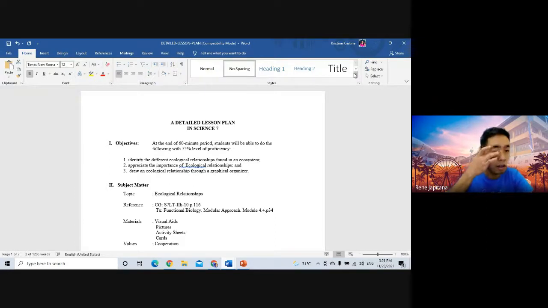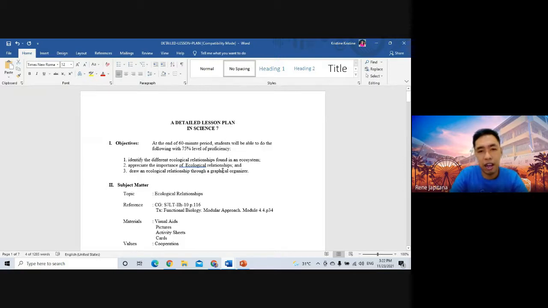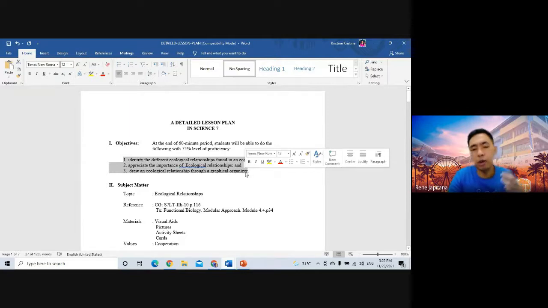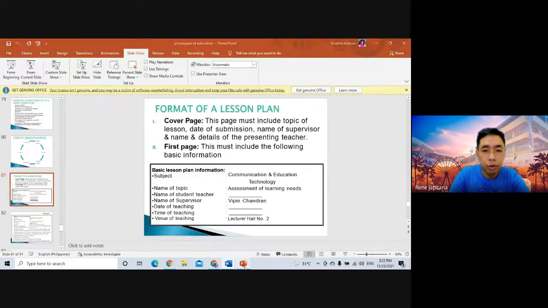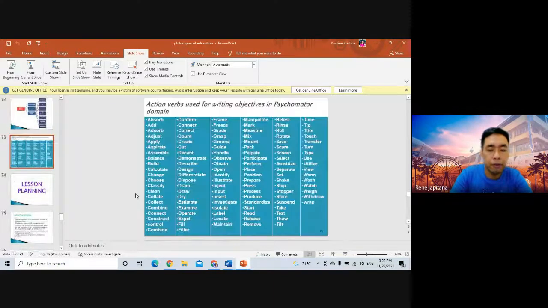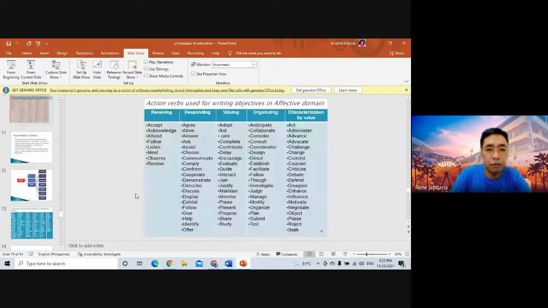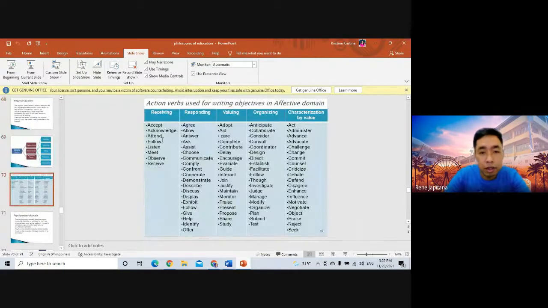In this case, this is the general objective. We need to have 75% level of proficiency of all students in this class, Science 7. And 1, 2, 3 are the specific objectives. So the word identify, if you go back to our verbs in crafting the learning objectives, that is part of the cognitive. Try to look at this one. Identify, probably it is part there.